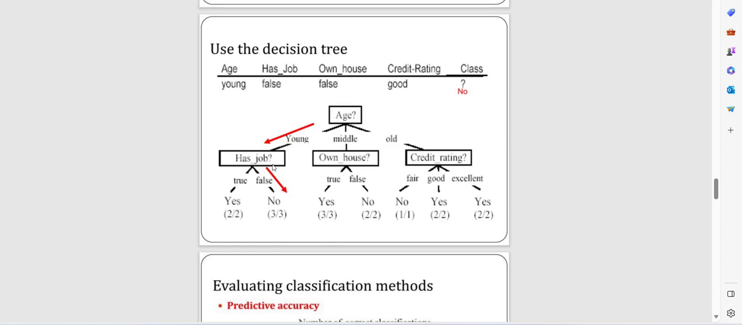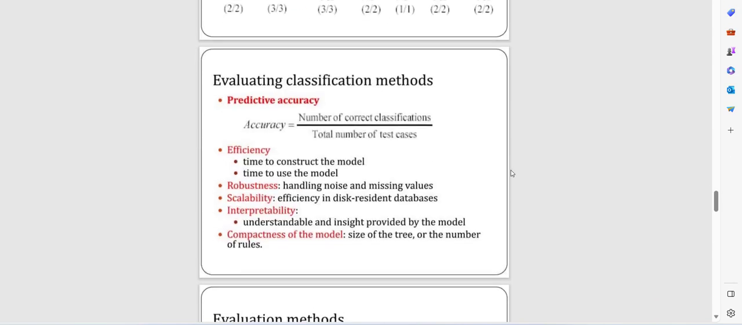So after this whole learning, we know that if we have these four features, these four scenarios, then a person's loan application should not be approved. So this is how the decision tree actually works.